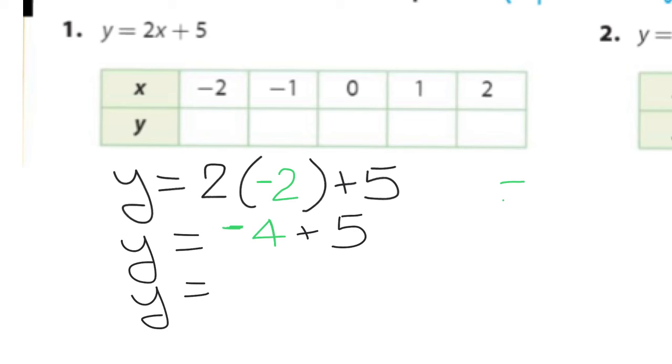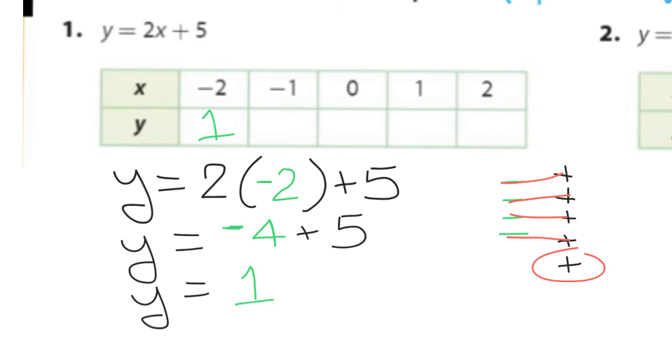So I have 1, 2, 3, 4 negatives. I have 5 positives. So these armies are opposite of each other. They're against each other. So they wipe each other out. They match up and wipe them out. And all I have is a +1 remaining. So 1 is my answer. Do the same thing with -1.